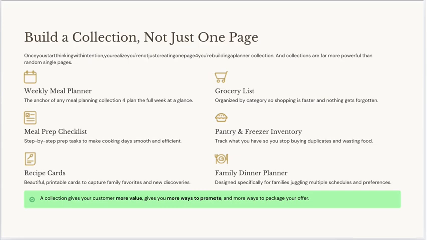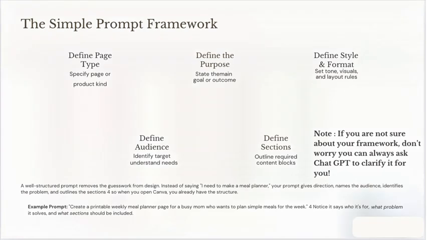That's a great thing about using the templates. You can build an entire collection of different planners by changing different things within the prompt that I give you in the 27 prompt planner guide, okay? You can do the weekly meal planners. You can have the grocery list, pantry and freezer inventory list, meal prep checklist, recipe cards, family dinner planner. A collection gives your customers more value. It gives you more ways to promote and more ways to package your offer. And it's going to make you stand out from everyone else.